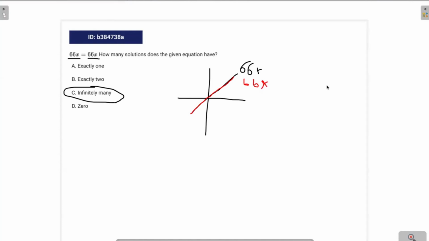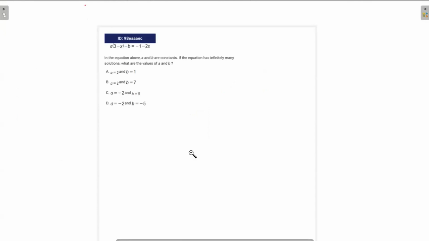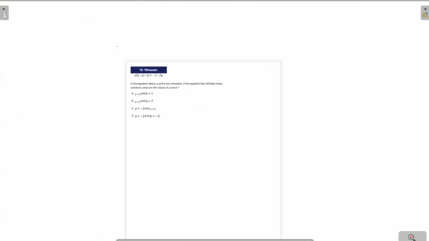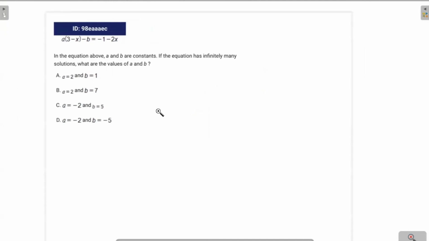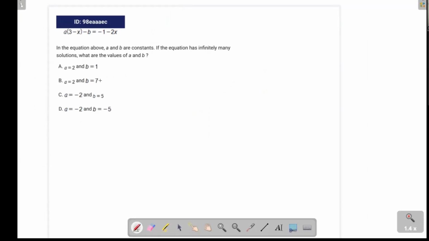All right, next problem. We have this equation: a times the quantity 3 minus x, minus b, is equal to -1 minus 2x. In the equation above, a and b are constants. If the equation has infinitely many solutions, what are the values of a and b? Where you see infinitely many solutions, this is similar to what we saw in the other problem.